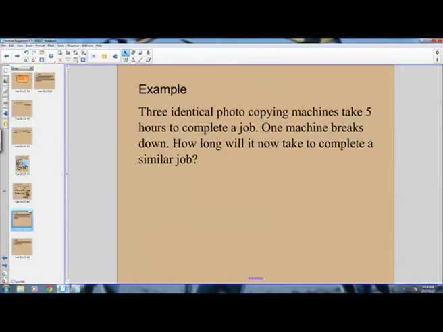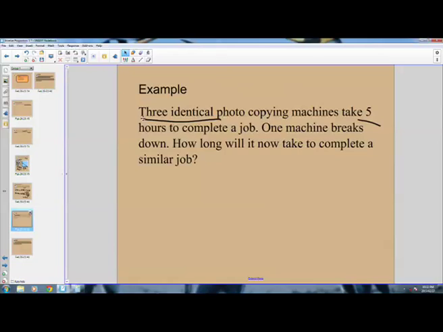It says, three identical photocopy machines take 5 hours to complete a job. One machine breaks down. How long will it take to complete a similar job? When there are 3, they take 5 hours. Now, what if one machine breaks? One machine breaks, and how long will it take to complete the job?